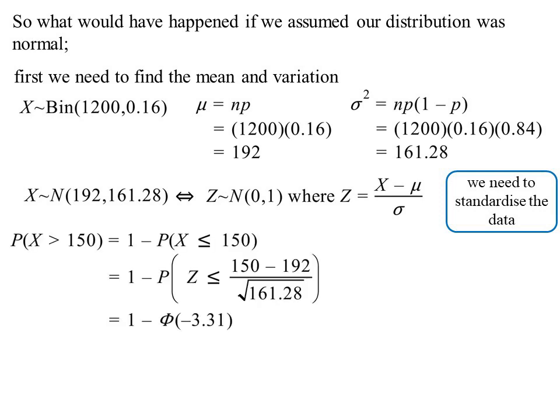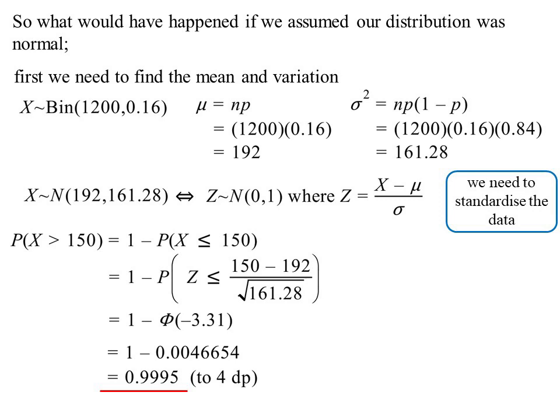So back to our problem. We wanted to find the probability that X is greater than 150. I'll still use the complementary event idea. So 1 minus the probability of less than or equal to 150. I will convert that into our standard normal distribution. So Z would be less than or equal to 150 minus 192 over the square root of 161.28, which turns out to be negative 3.31. I can now go to our tables and work out the value, and it's not bad. Remember we worked it out before, it was 0.9996.